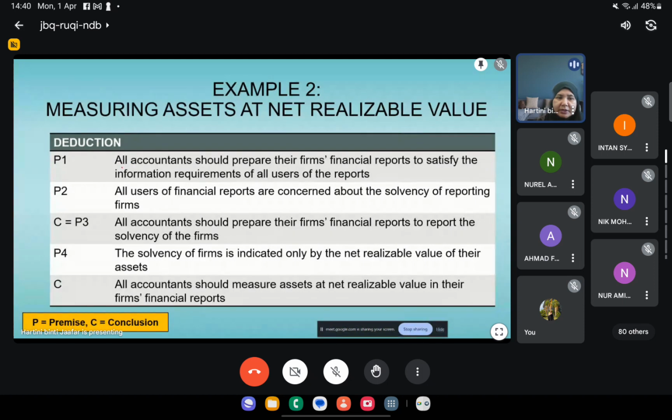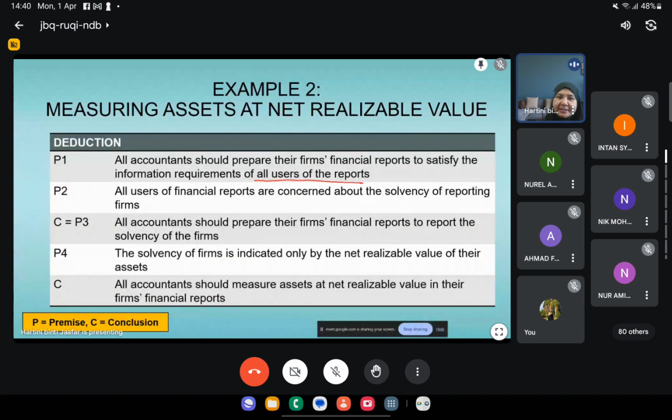Okay, so the first premise, premise adalah kita punya assumption, hypothesis, andaian adalah all accountants should prepare their firm's financial report to satisfy the information requirement of all users of the report. Kan? That is premise 1. All accountants should prepare financial report according to the needs of all users of the financial report.